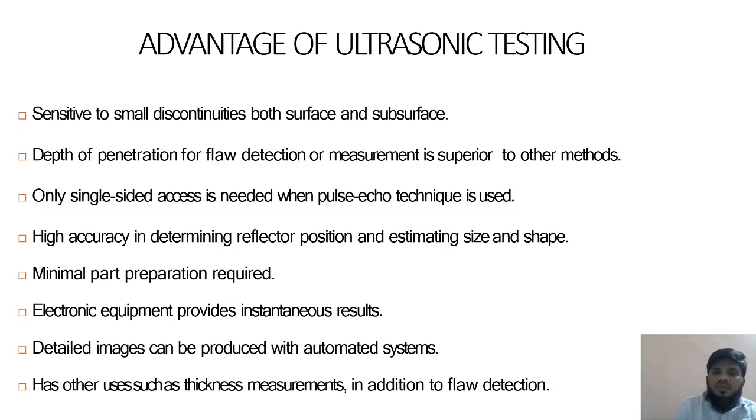High accuracy in determining the reflector position and estimating the size and shape. Minimal part preparation is required. The part need not be prepared, whereas in liquid penetrant technique and these other techniques we have seen that the part has to be prepared, that is the small rust particles which are present on it, we have to remove all those things. So those are not needed in ultrasonic testing. Detailed imaging can be produced with automated systems, and it has other uses such as thickness measurement, because when you send the signal from one part to the other part, when it touches the other part and comes back, based on that you can calculate the distance.